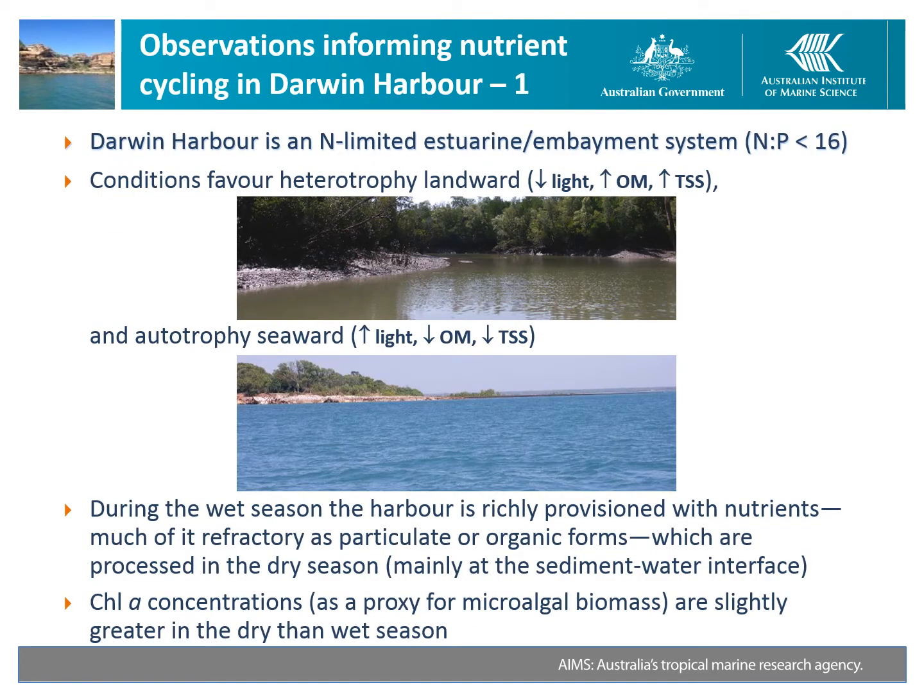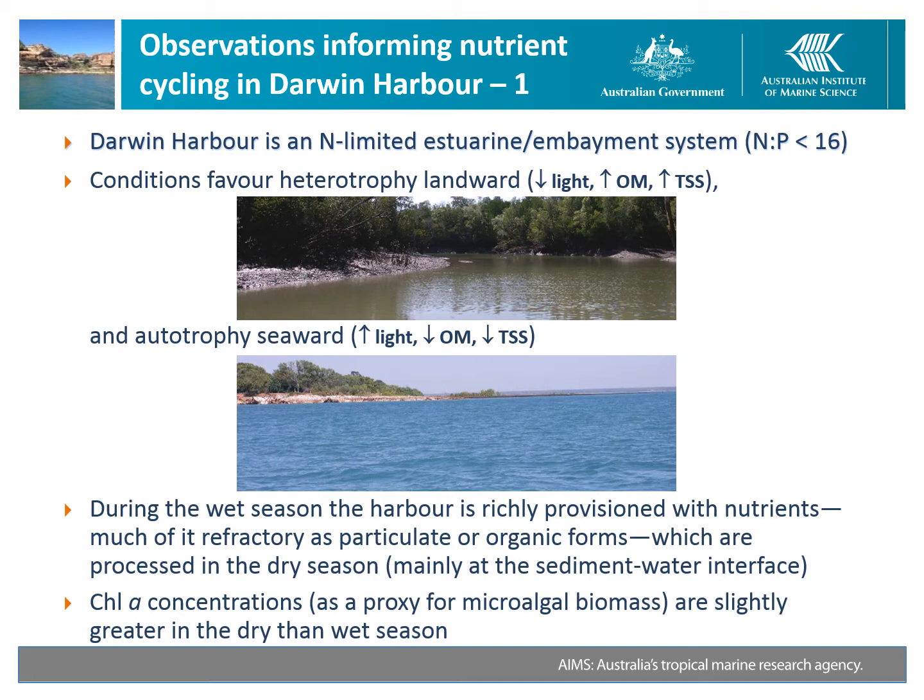The next couple of slides show how we've built up a picture of nutrient cycling in Darwin Harbour. It is a nitrogen limited system. This has been determined from both observed nutrient ratios and laboratory incubation experiments with nutrient spiking. Upstream is heterotrophic or detrital processing. Here there's low light, high organics and high suspended solids. Downstream, in the outer harbour, is autotrophic, brought about by high light, low organics and low suspended solids.